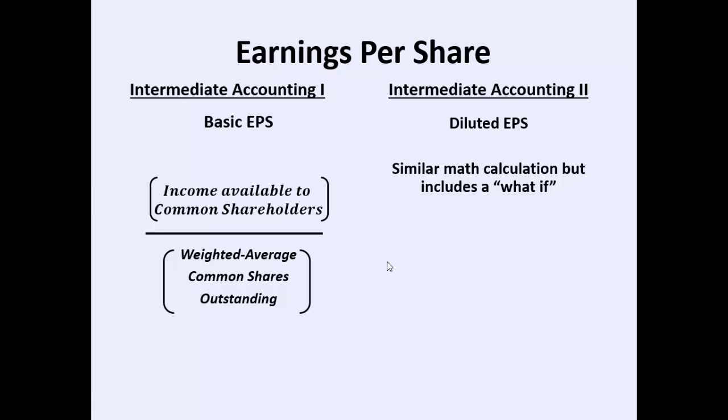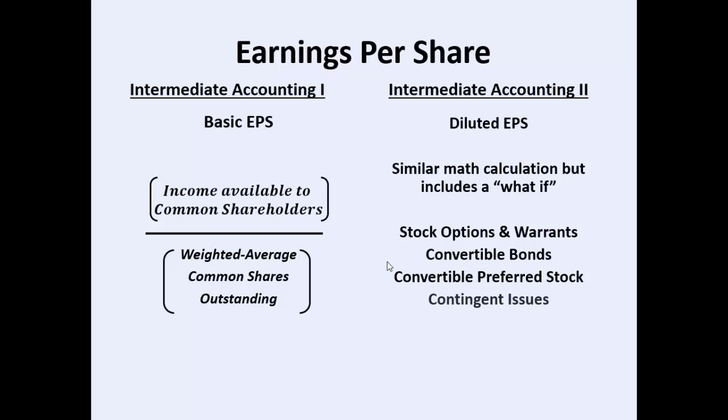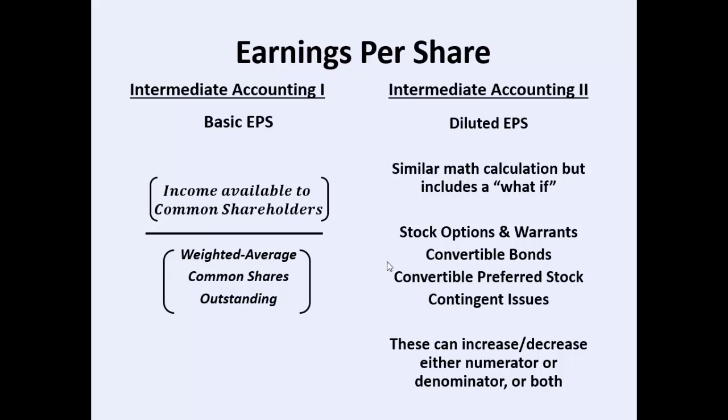The diluted, it's a similar math calculation, but it includes a what if. So the numerator and or the denominator could change due to what else could happen if there are stock options, stock warrants, if you have convertible bonds, convertible preferred stock, contingent issues could play a role. These can either increase or decrease either the numerator or the denominator of that calculation to the left for basic EPS. So the diluted just shows what could happen to earnings per share if all of these things did happen.